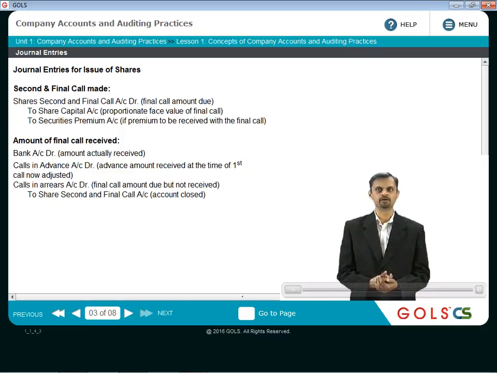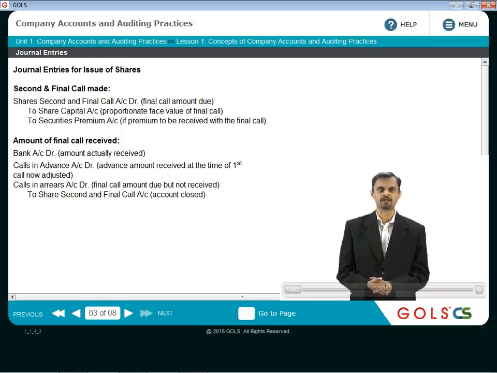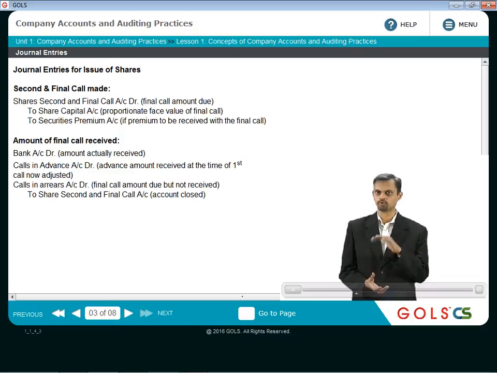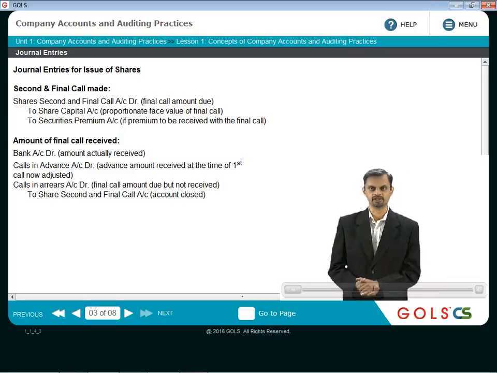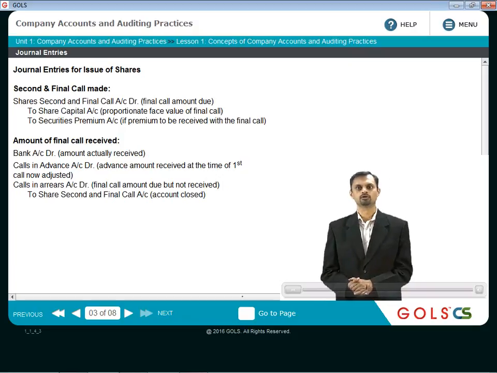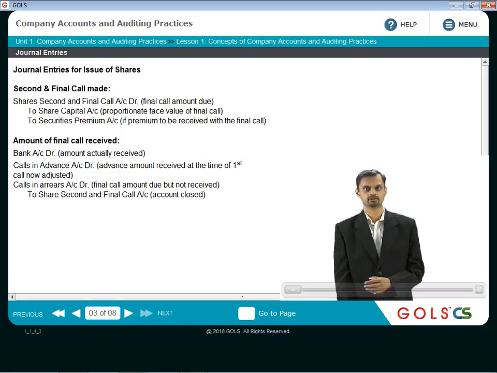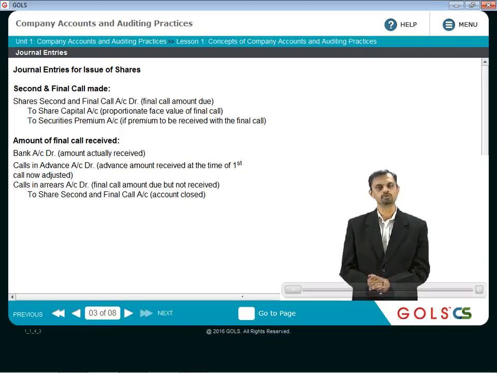So bank account debit. Whatever second call money people had paid in advance at the time of first call, now that is no more advance now because the second call is already made. So calls in advance account will be debited to close that account. Suppose the second call money is not received by the company from some of the shareholders, then that will be debited to calls in arrears.